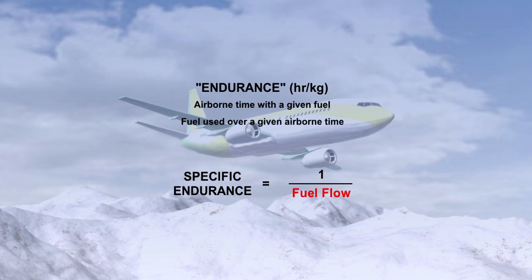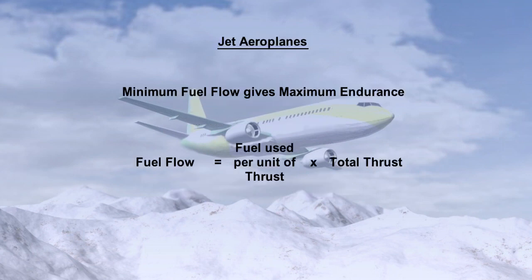Therefore, when analyzing the maximum endurance capability of an aeroplane, it is necessary to understand what controls the fuel flow. You should note that this parameter is different for a jet and propeller aeroplane. Let us examine the jet aeroplane first. Here, fuel flow is a function of the fuel used per unit of thrust, multiplied by the total number of thrust units. Obviously, if it were possible to reduce the fuel used per unit of thrust and the total number of thrust units required, then the total fuel flow would be reduced.